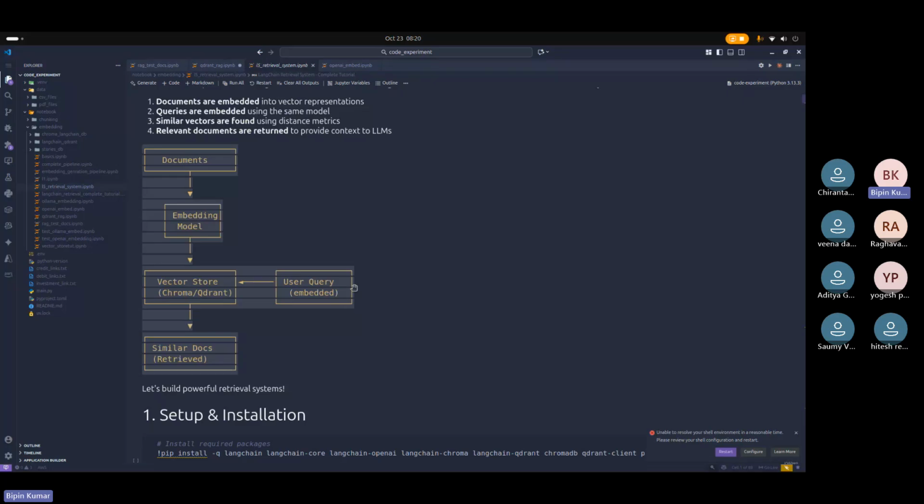So the user query is vector A. It will try to find the cosine similarity with all these vectors, and based on the minimum angle, or the higher value, it will give the relevant document. In some vector DBs, they give the score as well.